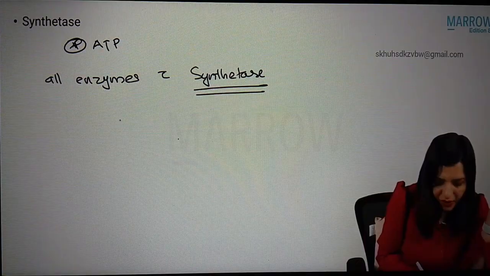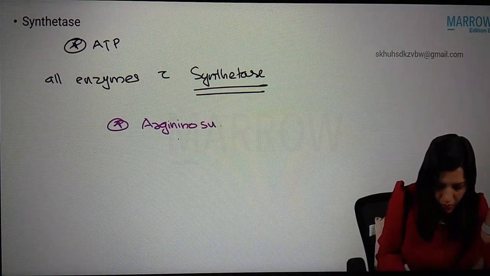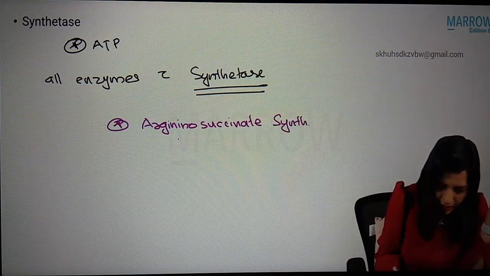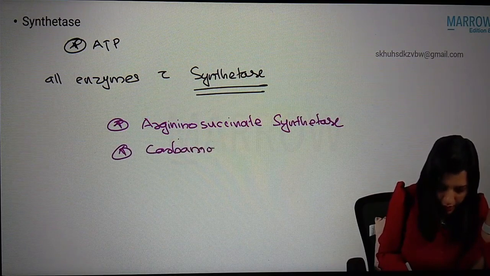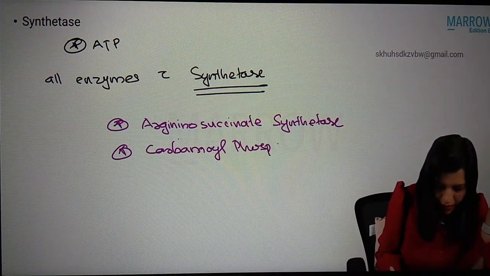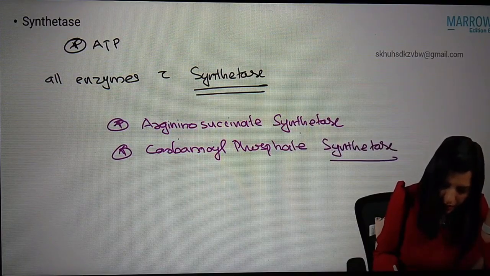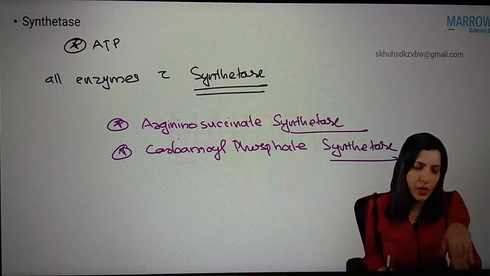So the examples of synthetases are argininosuccinate synthetase, then carbamoyl phosphate synthetase. So these are all examples of synthetases where ATP is required.